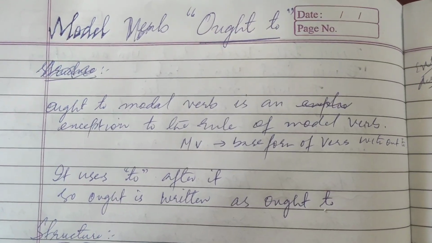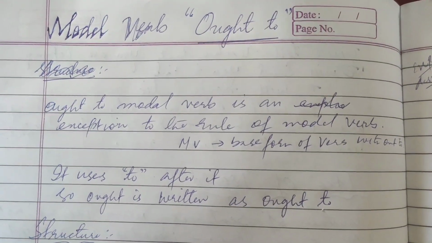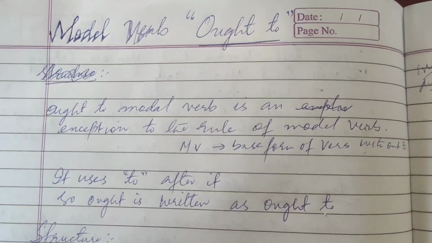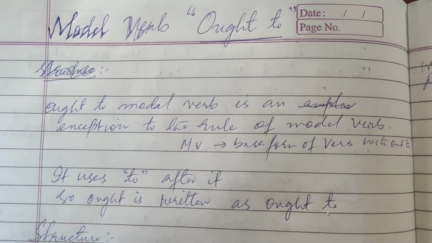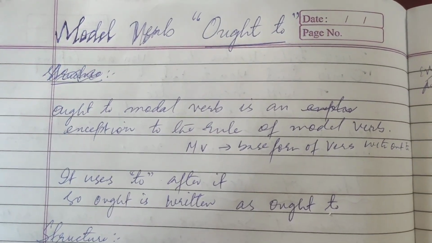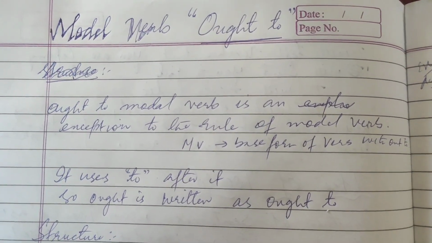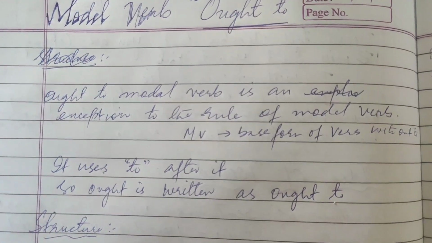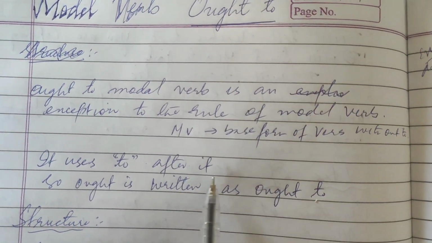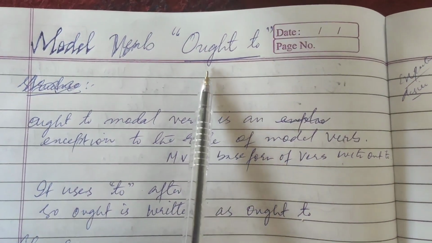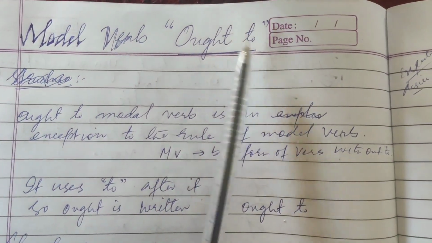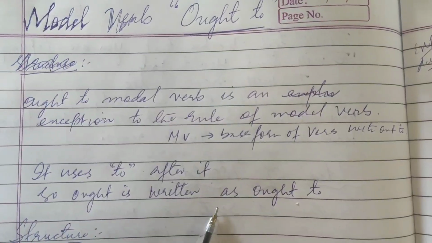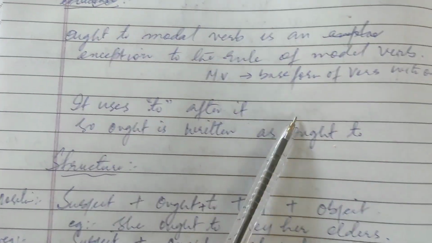So we can say that ought to is a modal verb and is an exception to the rule of the modal verb. That rule was that a modal verb is followed by the base form of the verb without using to. But here ought to is used before the verb as a modal verb. It uses to after it. Actually the modal verb is ought, and it uses to after it. So it breaks the rule of the modal verb. So ought is written as ought to.